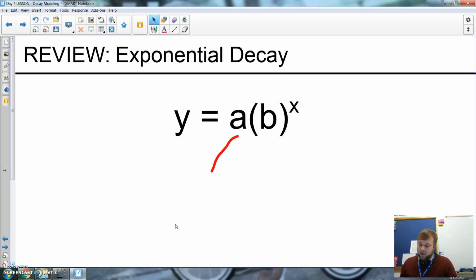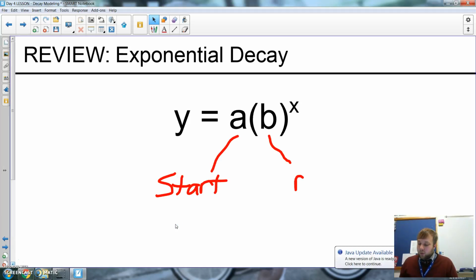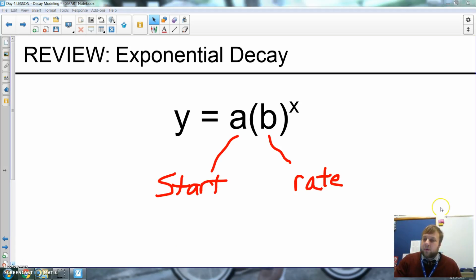Alright, so first thing, just a little review. Remember that A is actually your start. Remember, that's your initial value. So you've got to make sure you list it right now on your amount. And then B is my rate. And then X is, from the other day, my time. So how many times something happened, or literally time.